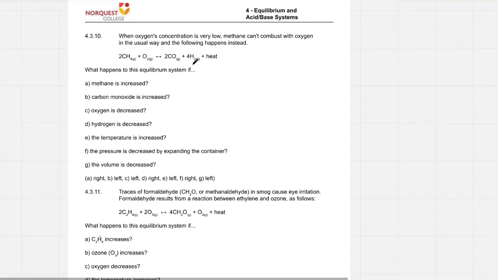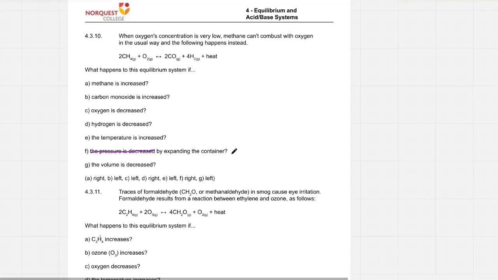Hydrogen is decreased. If we take away hydrogen, the system will want to make more hydrogen, so up on the right, down on the left, we say the equilibrium will shift, or the system will shift to the right. Temperature is increased. That means we're adding heat, so heat goes up, the system consumes heat, makes more left side stuff, so the system shifts left. Pressure is decreased. Don't really care about that part.